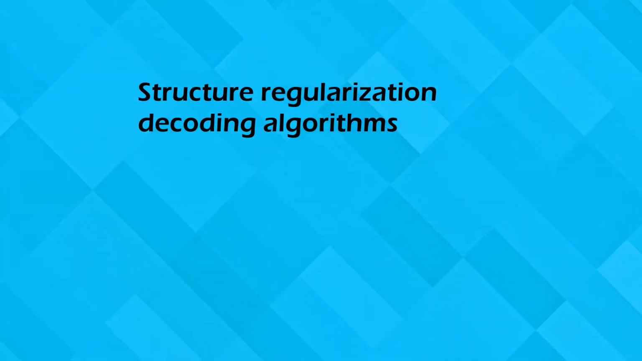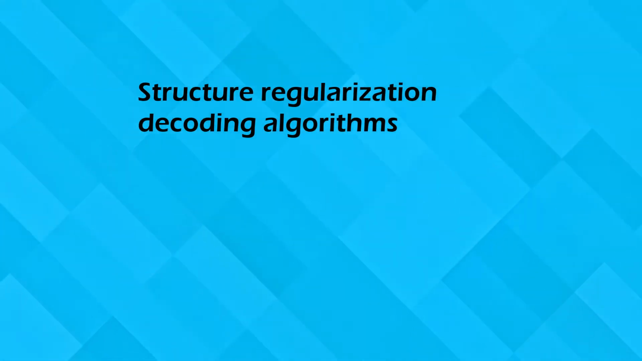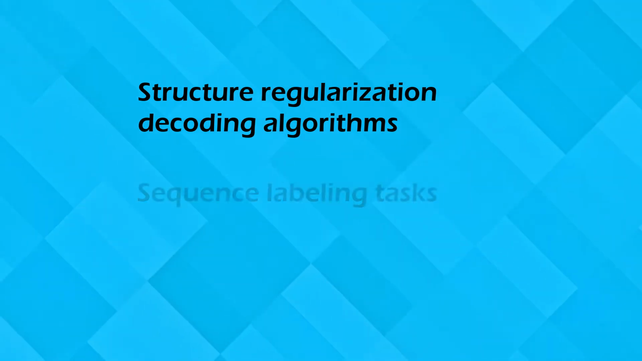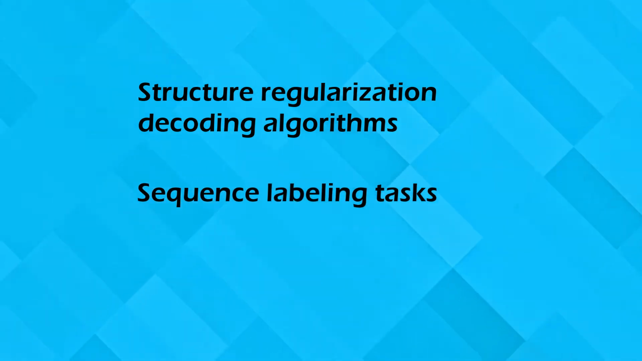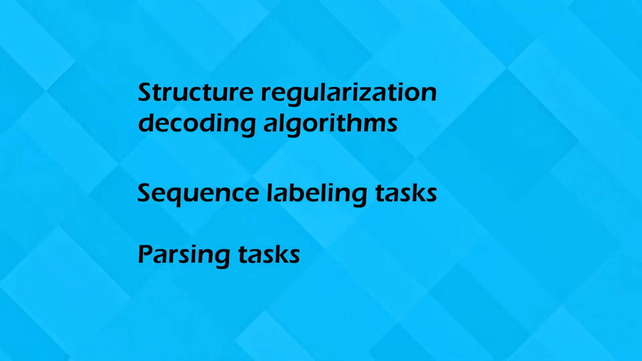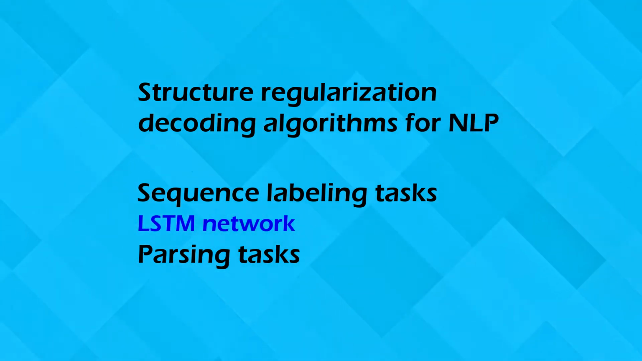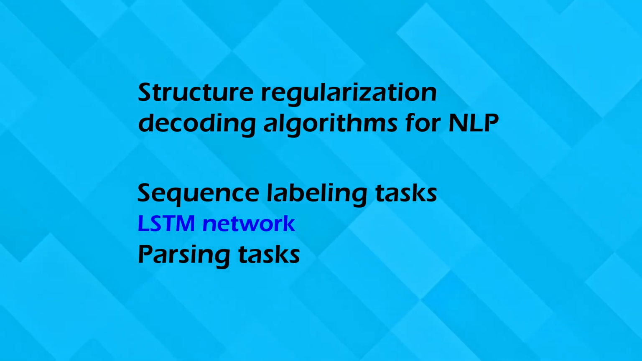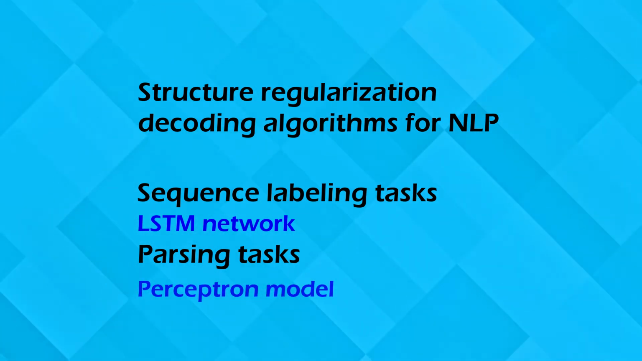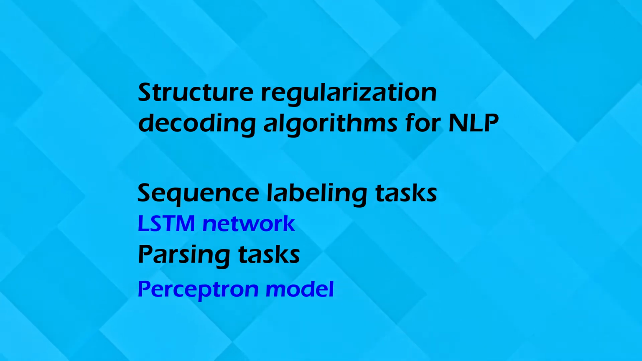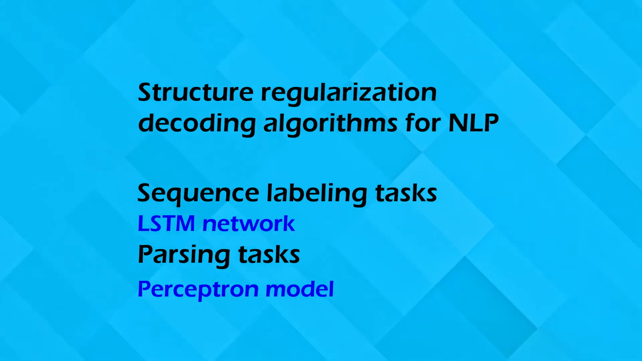The method applies structure regularization decoding algorithms for several important natural language processing tasks that include sequence labeling tasks and parsing tasks. This technique uses an LSTM network which performs the sequence labeling tasks. It applies a hierarchical model like the perceptron model for the parsing task.